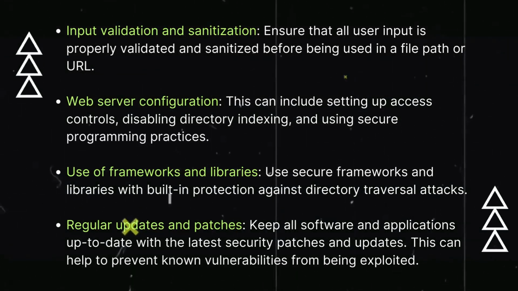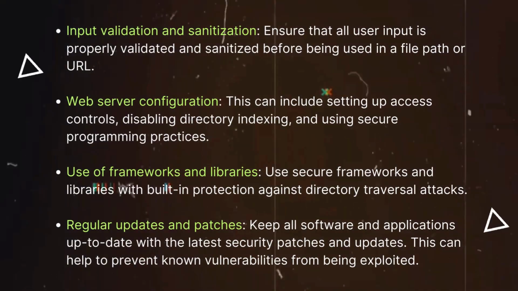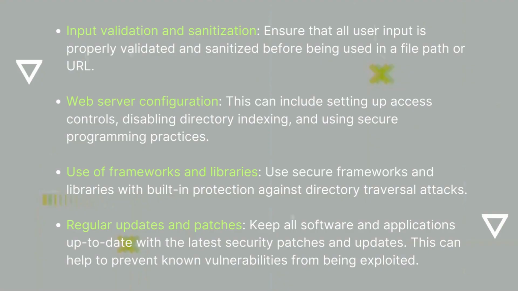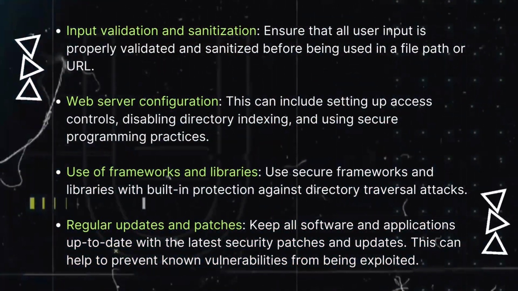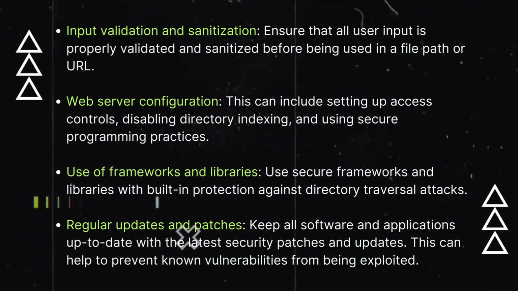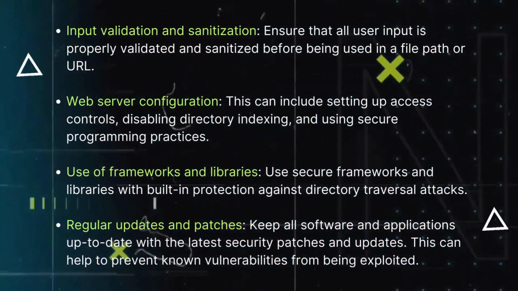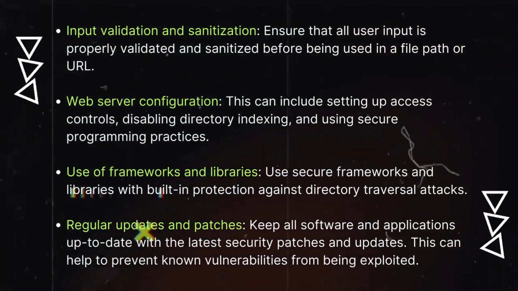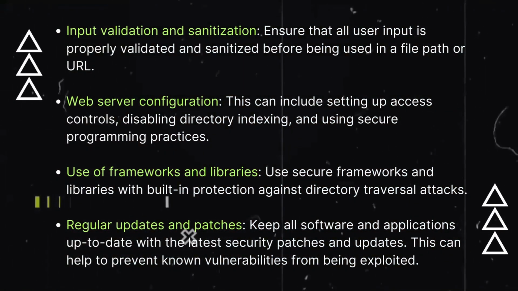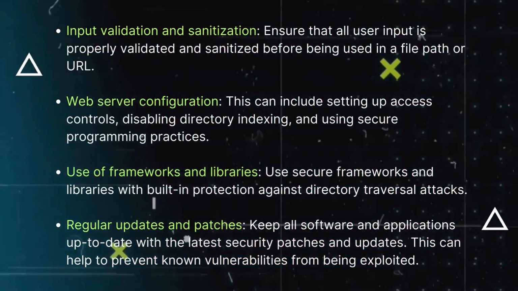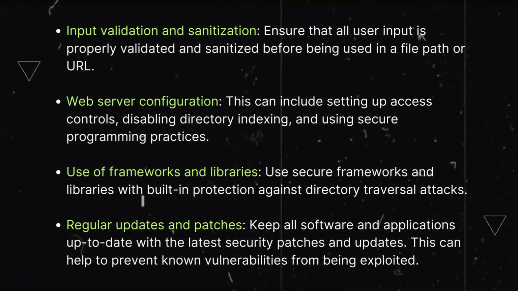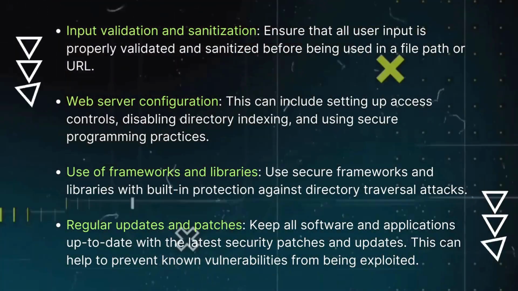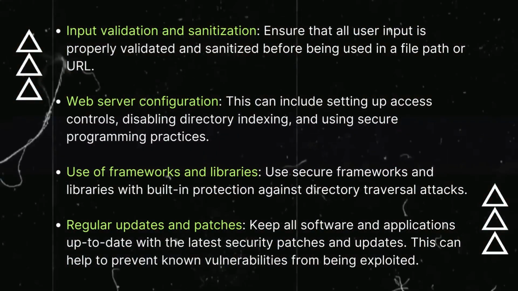Now let's talk about prevention measures. Obviously, the first measure is to perform input validation and sanitization. Ensure that all the user input is properly validated and sanitized before being used in a file path or URL, just like we saw in the previous case. This can include disallowing certain characters like slash or dot or some other characters like ampersand.